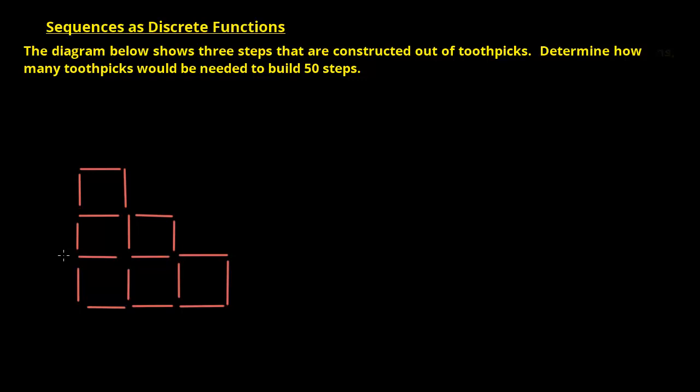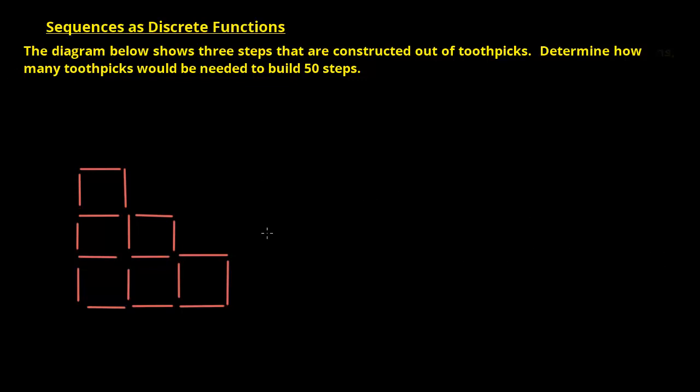So a better way to do this is to treat this as though it's a sequence, to figure out how many toothpicks are required to build one step, how many toothpicks are required to build 2 steps, 3 steps, and then try to figure out if we could come up with a formula for n steps. So where t sub n is the number of toothpicks, and n is the number of steps. So the first thing that we can do is just do a little bit of counting, and we'll see if we can see a pattern.